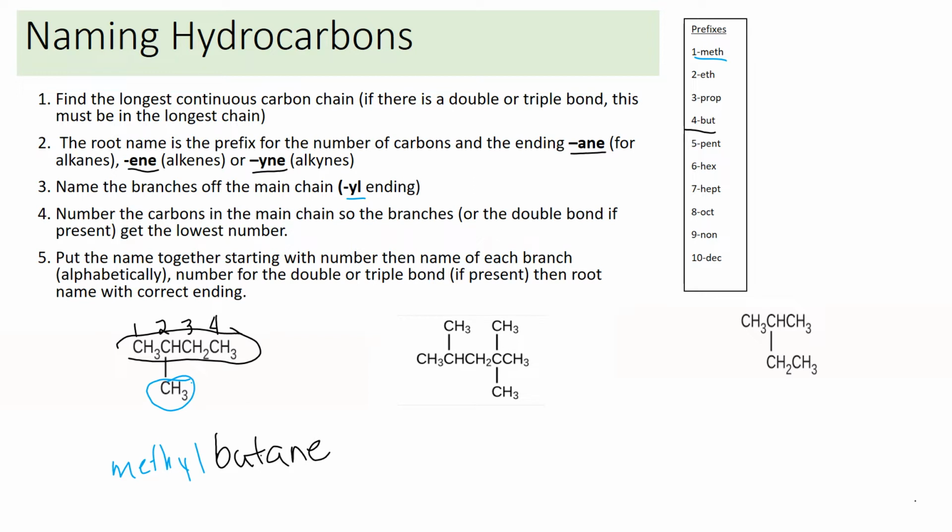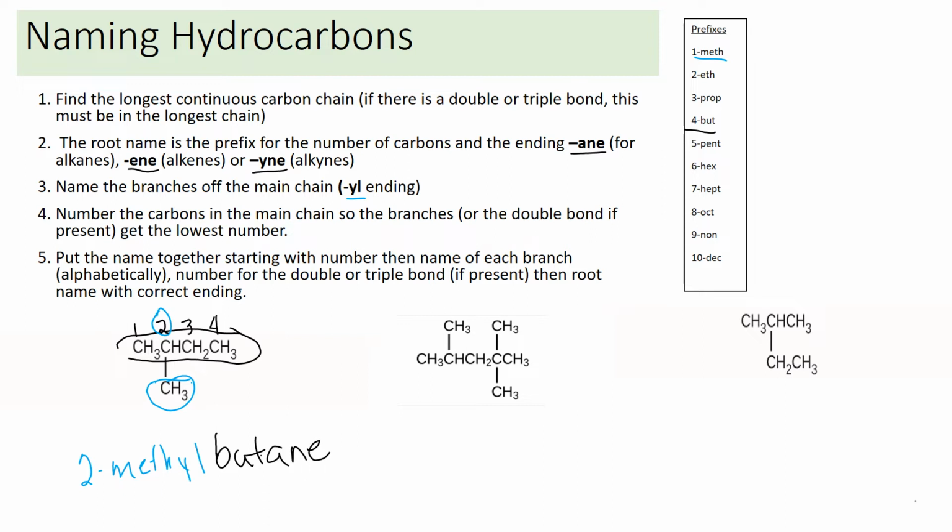Then we're going to identify where that branch is by numbering the carbons in the longest chain. Now I've already numbered them, and you number them from the end that's closest to the branches. So in this case, I have it numbered closest to the branch. And so we're going to call this 2-methylbutane because the branch is on carbon number 2. You can see that branch is attached to that carbon. So that's the name of that molecule.